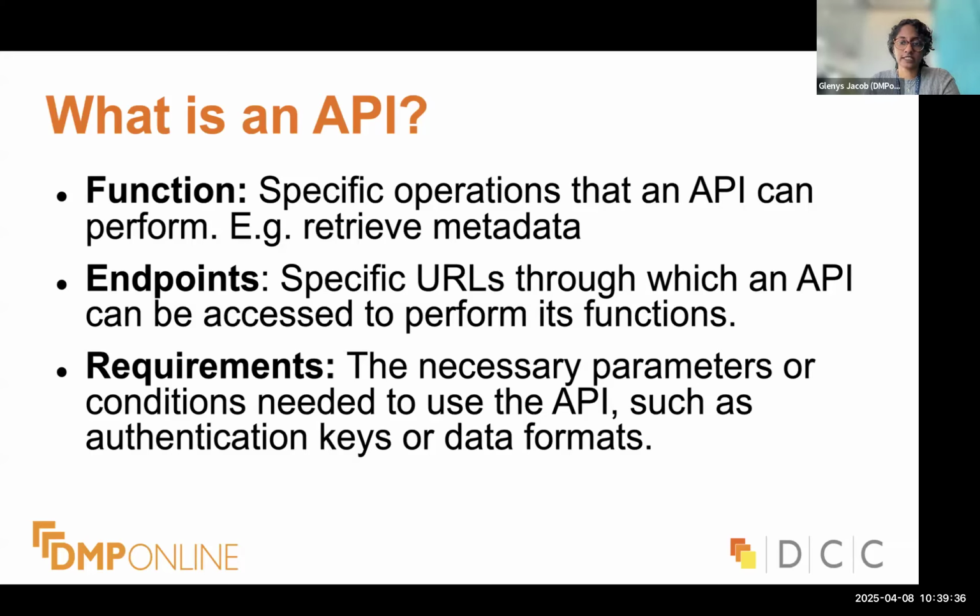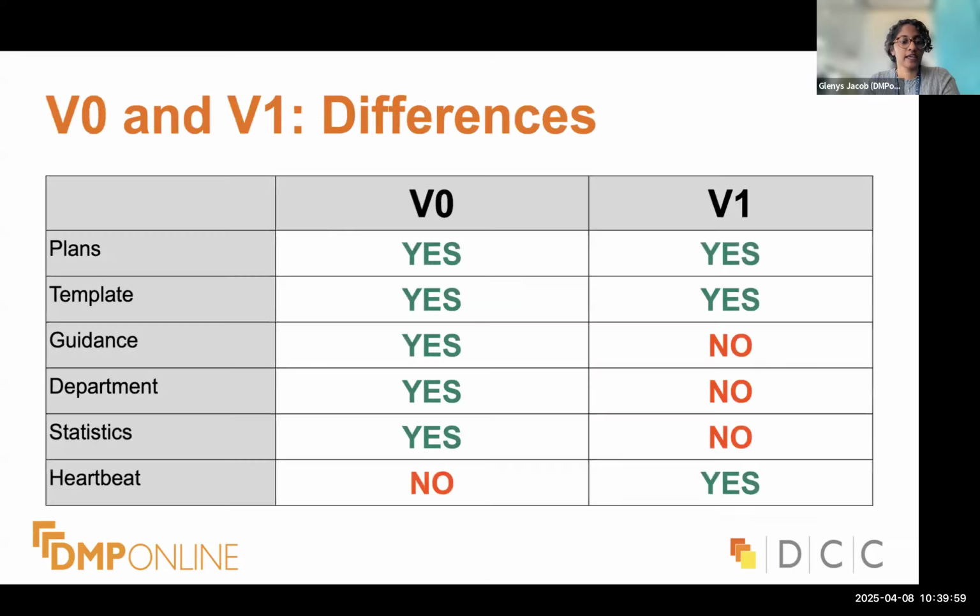Requirements. These are the necessary parameters or conditions needed to use the API. Parameters, for example, are authentication keys, and conditions, for example, are data formats. To use the APIs in DMPonline, you will need an access token, and I will explain where you can find it and how to get one shortly. In the next two slides, there are differences shown between the two APIs, version 0 and version 1. This slide shows the differences in the endpoints.